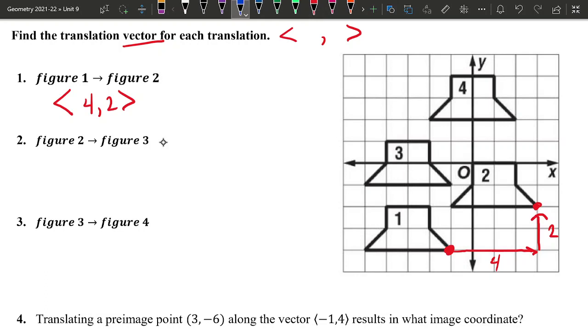So then if I look at from figure 2 to figure 3, again, pick a point on figure 2, pick a point on figure 3. I could use the same point. It doesn't matter which point you pick. I changed points just because I don't have anything overlapping if I do it this way.